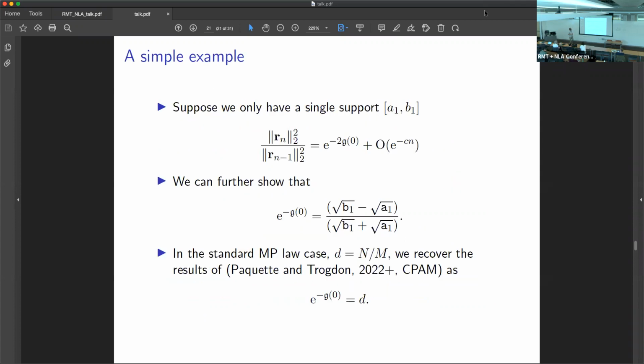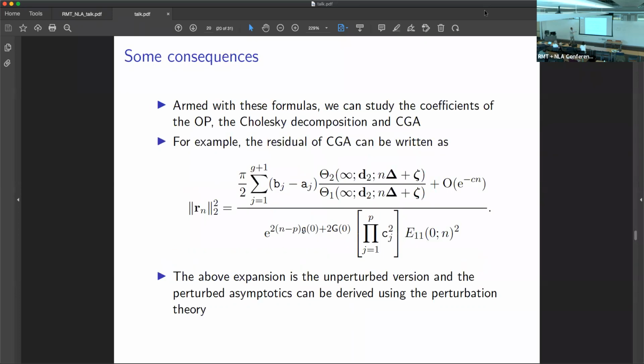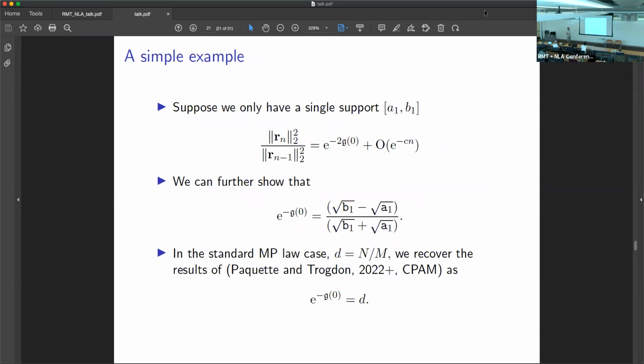I will give a very simple example to show how our work coincides with many works done by Percy, Tom and Elliot. Suppose we only have a single support. In this case, all the theta functions are just one. Then if you look at the ratios between the two residues, they have a very simple formula: exponential of g to the g0. G, if you are familiar with RHP, is just the exterior Green's function, when you are trying to do the asymptotic expansion.